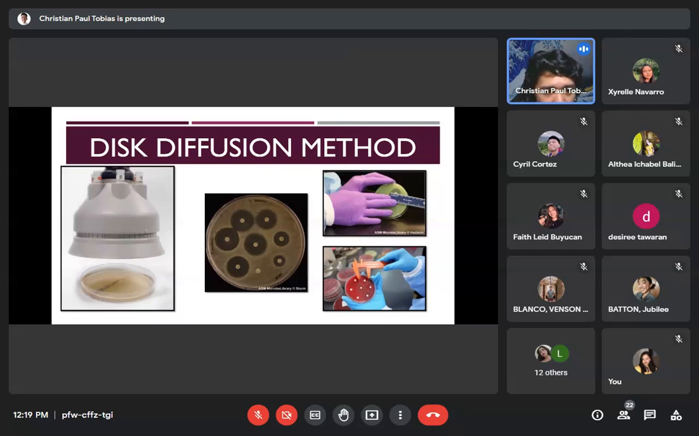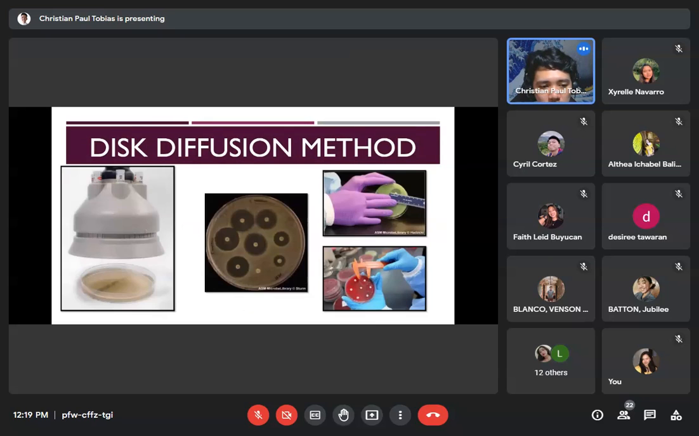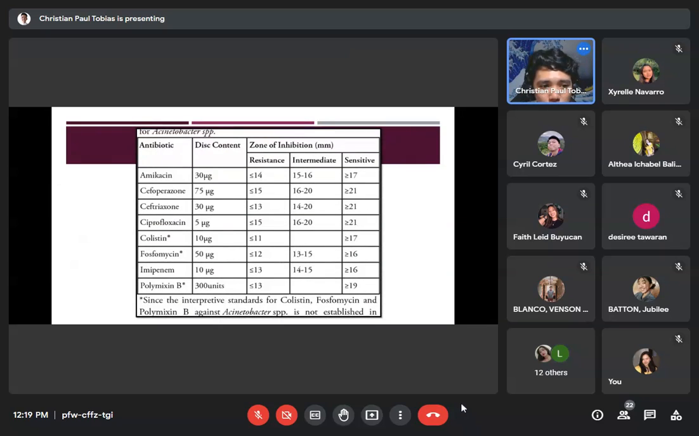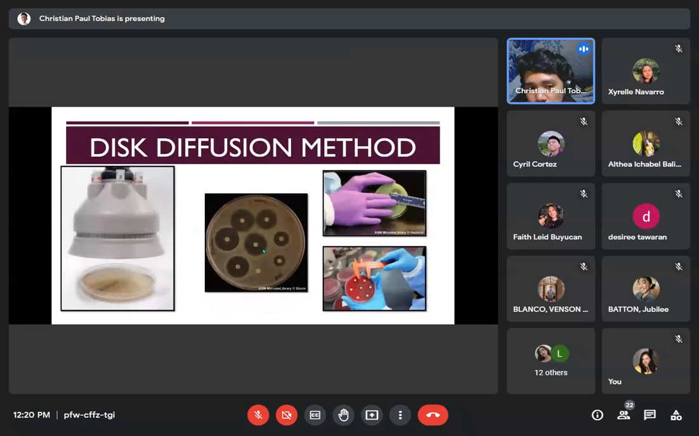Okay, let's take another example kasi medyo naguluhan ako din. Resistant, less than 15, greater than 21. Okay, kunwari ito, less than 15. So, you will measure from the edge to here, less than 15. Then, this is pag less than 15, resistant. Tama? Kapag greater than 21, yung growth, yung zone of inhibition, then this is susceptible.